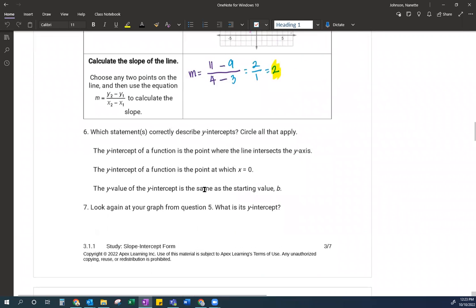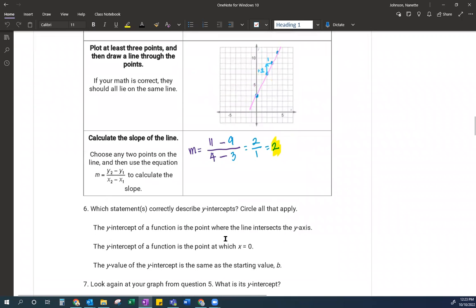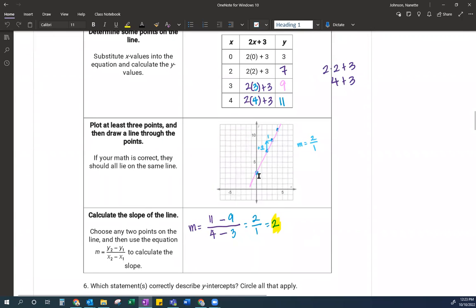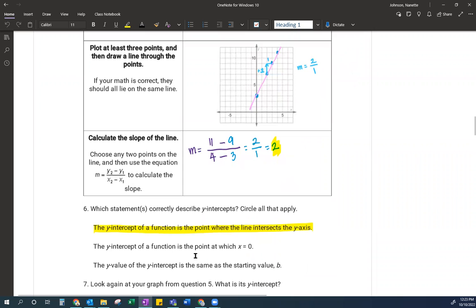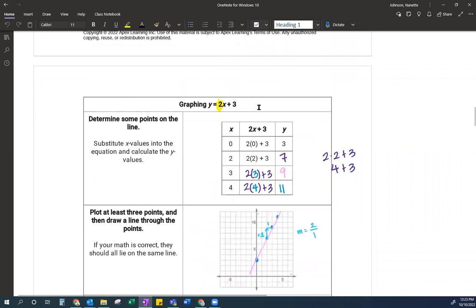The next little part says, which statements correctly describe the y-intercept? Circle all that apply. The y-intercept of a function is the point where the line intersects the y-axis. So yeah, that's true. I'm going to highlight that. The next one says the y-intercept of a function is the point where x is equal to 0. Let me see. Yeah, that's that point right there.